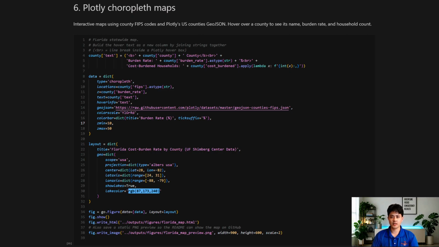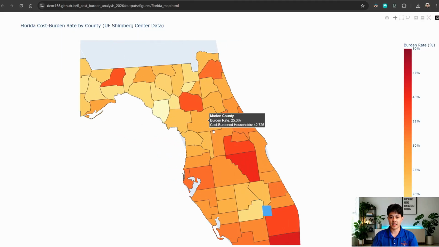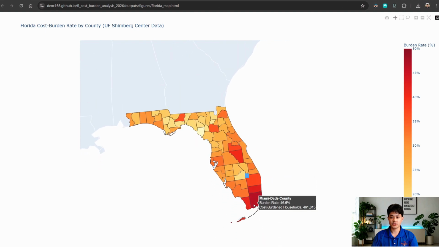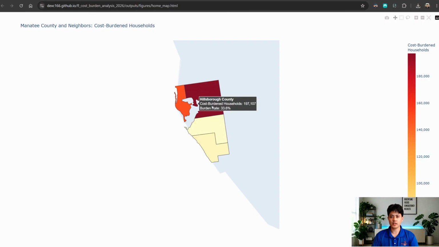Utilizing Plotly graph objects, cell 15 maps the statewide burden rates using the yellow, orange, red color palette. Because we previously joined our structural data with Federal Information Processing Standards identifiers, the geometries link flawlessly. When you hover over the map, it dynamically exposes the raw volume of burdened households alongside the percentage rates, clearly flagging coastal hubs in South Florida as the absolute highest burden zones. Cell 16 applies this exact same logic to isolate the raw volume metrics for our local market area.